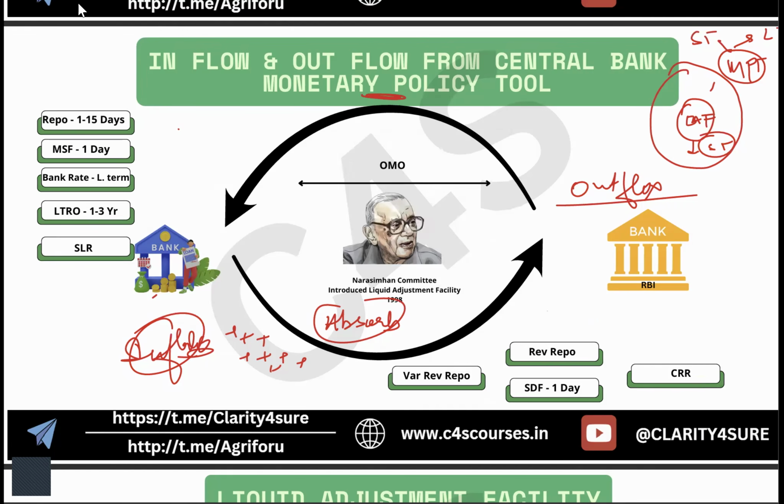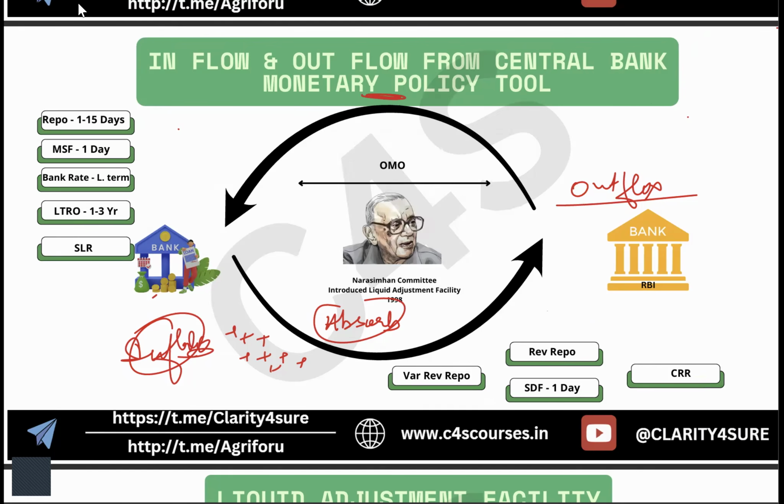Now, when does it want an outflux of the money? When the system does not have money, the people do not have money to invest. So RBI will want to give out the money from its vault to the banks, and the banks will lend to the people.